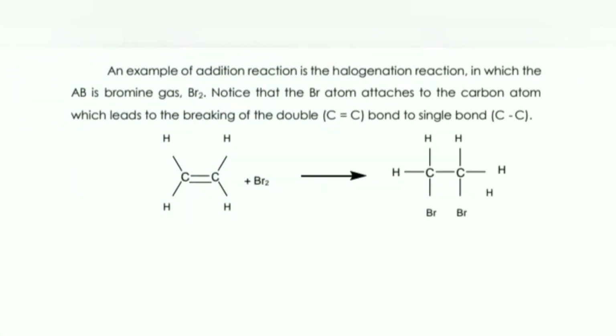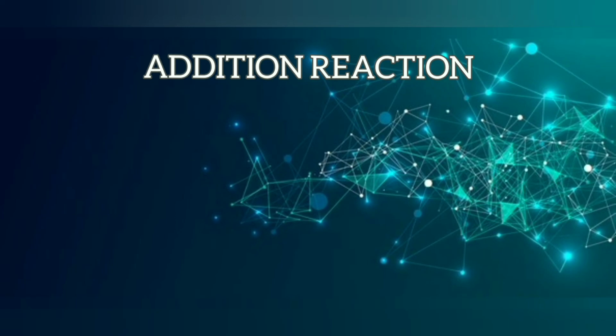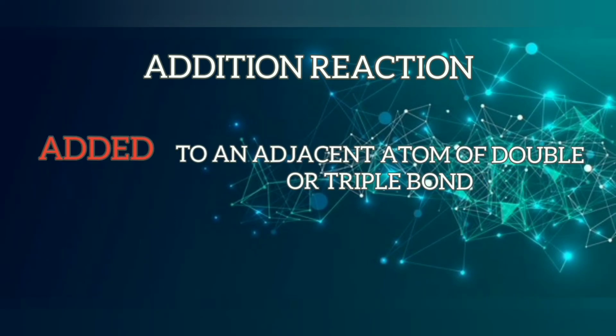An example of addition reaction is the halogenation reaction, in which the AB is bromine gas or Br2. Notice that the Br atom attaches to the carbon atom, which leads to the breaking of double bond to single bond. Please note that an addition reaction is a reaction in which an atom or group is added to an adjacent atom of a double or a triple bond.